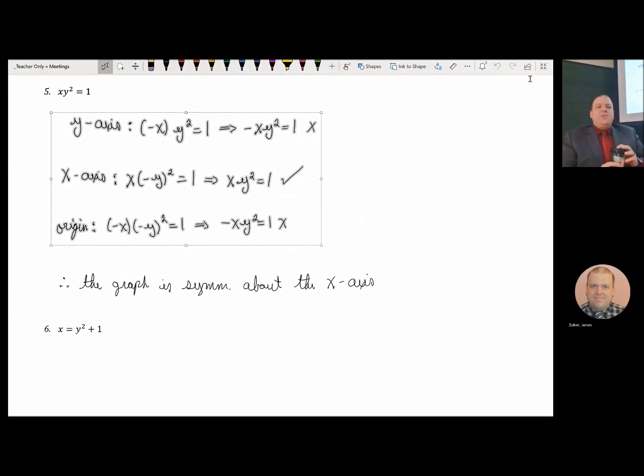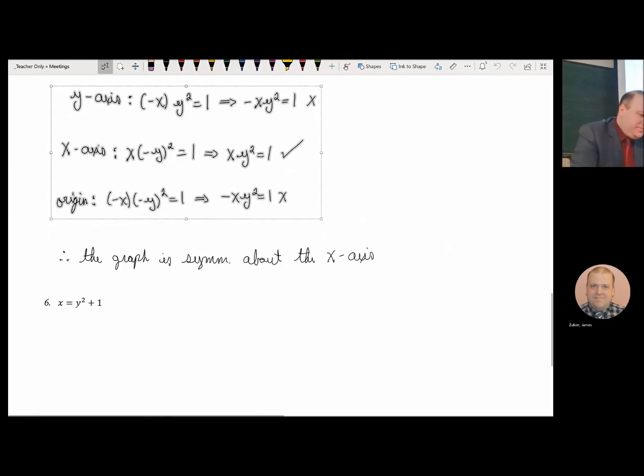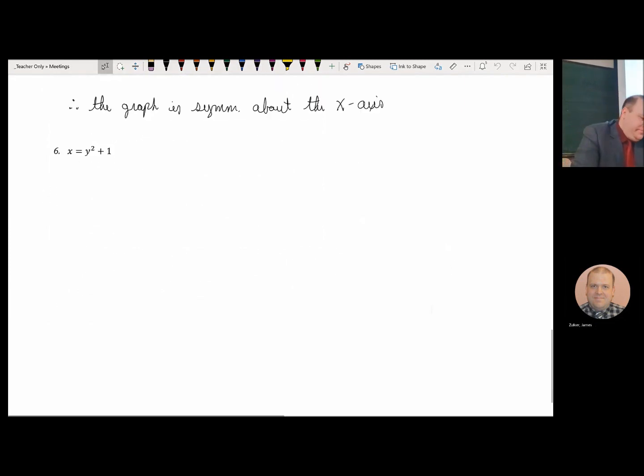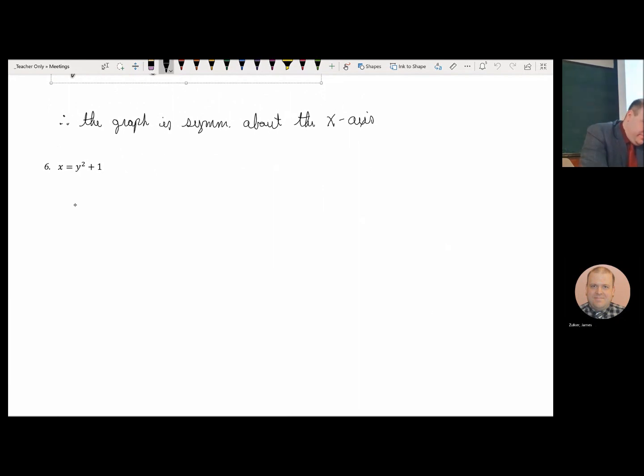What about x equals y squared plus 1? Right, so y-axis. Replace x with negative x, see what we get. Negative x equals y squared plus 1. Well, that's not the same now, is it? So we do not have symmetry.